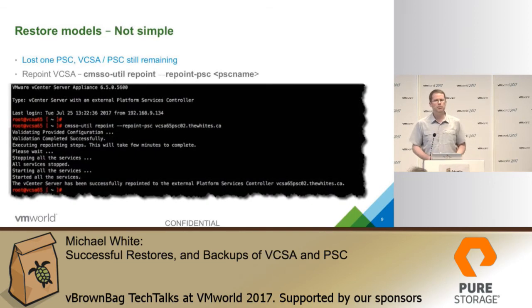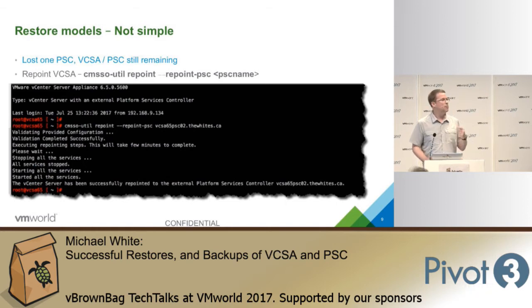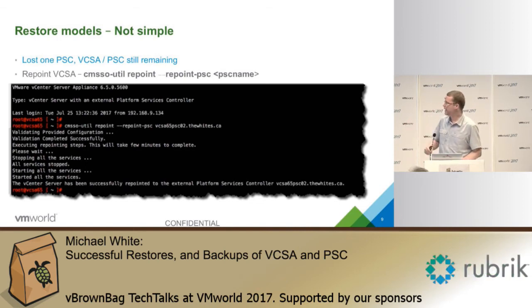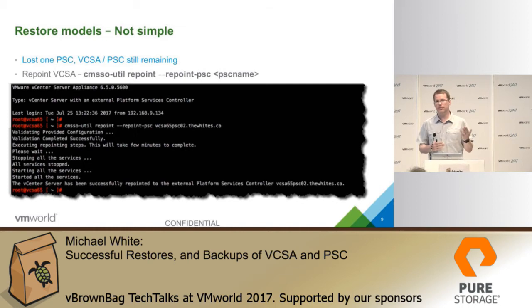Now, here's a much more fun model to work with. Here we've actually lost a PSC, but we still have a VCSA and PSC in the lab. So what we actually do is we repoint the VCSA to an existing PSC. And we have the command here. Very straightforward. Essentially, you're just establishing a relationship between VCSA and the PSC so they can talk.